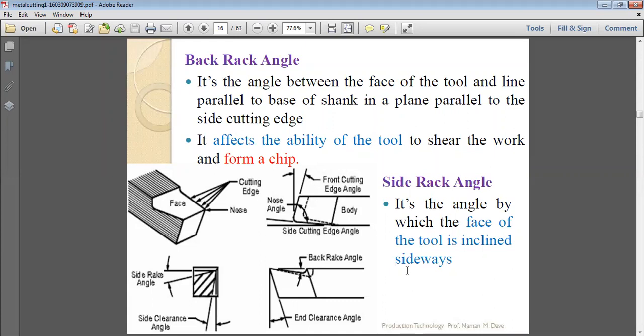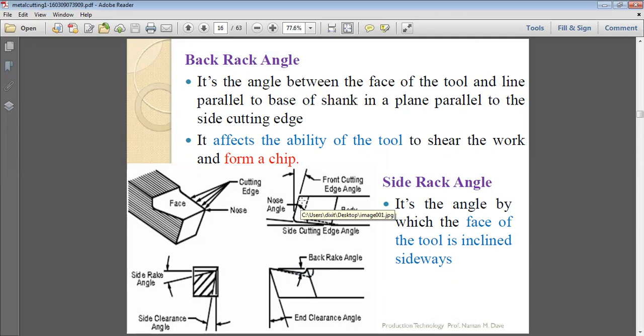What is the significance of this angle? The line parallel to the base of the shank, and the plane parallel to the side cutting edge. In between lies the angle, that is your back rake angle, and the angle is somewhat like here. So it affects the ability of the tool to shear the work and form a chip.